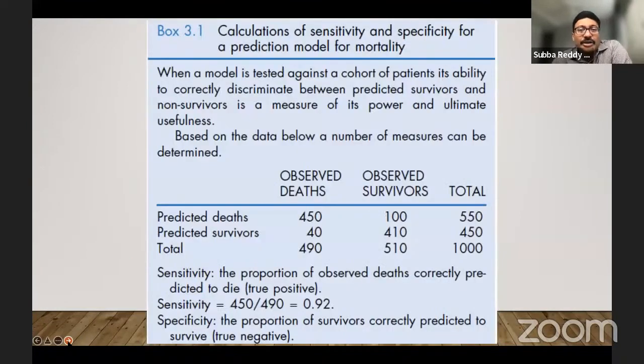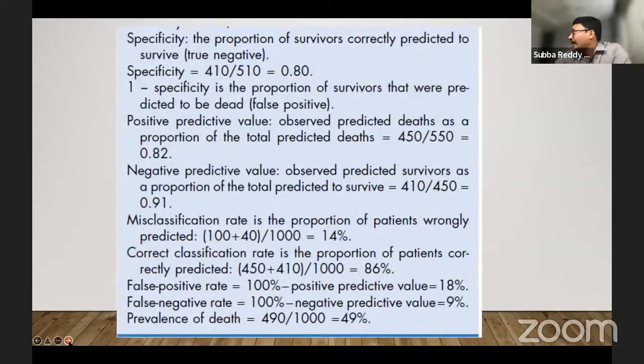in a given population. Sensitivity is the proportion of observed deaths correctly predicted to die, the true positives. For example, if your observed deaths are 450 and the predicted deaths are 490, the sensitivity is 0.92, which is very good. Specificity is the proportion of survivors correctly predicted to survive, the true negatives. If 410 are survivors and you predicted 510, the specificity is 0.8.